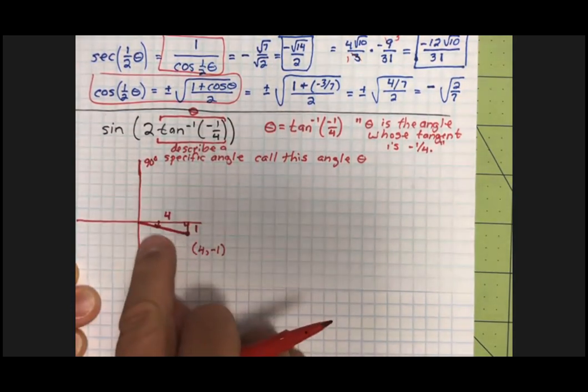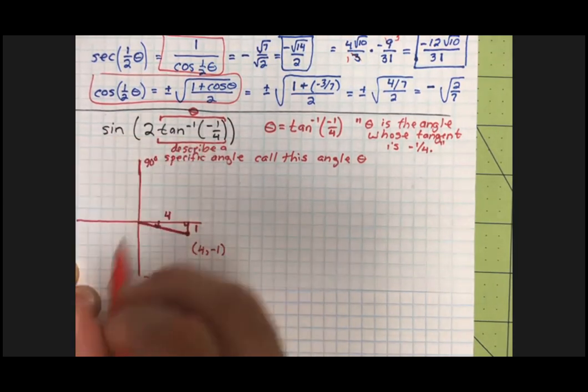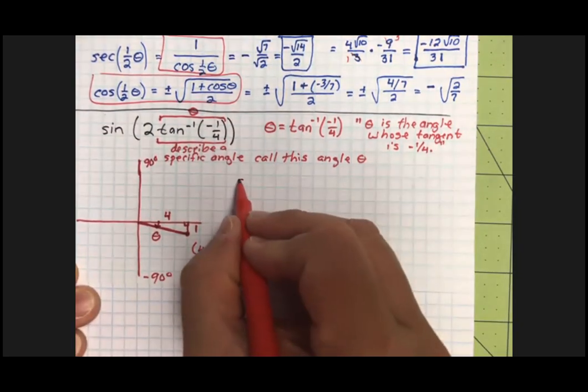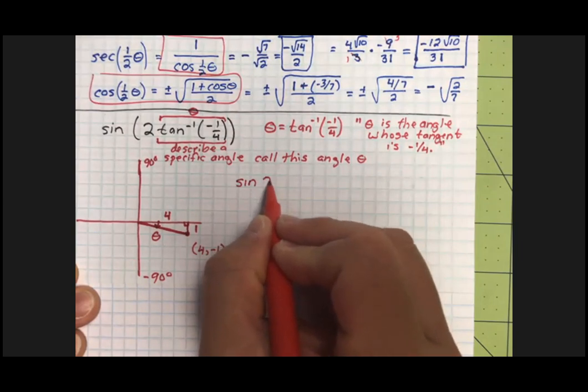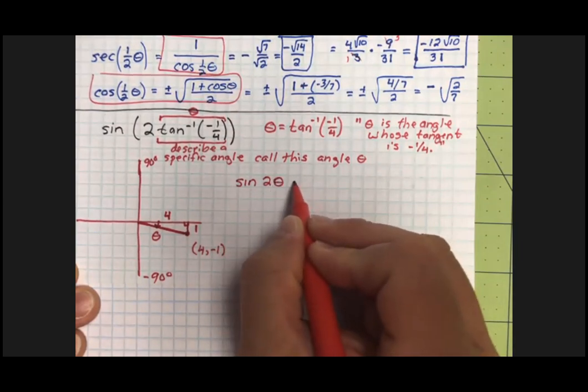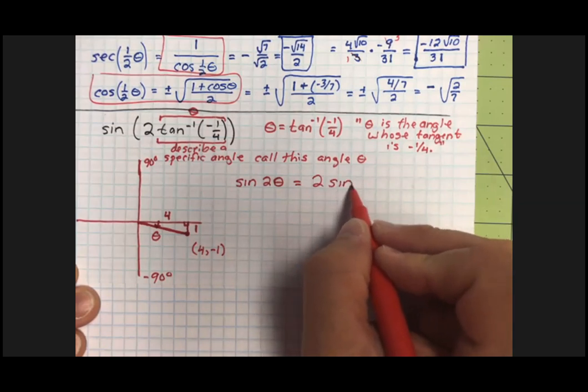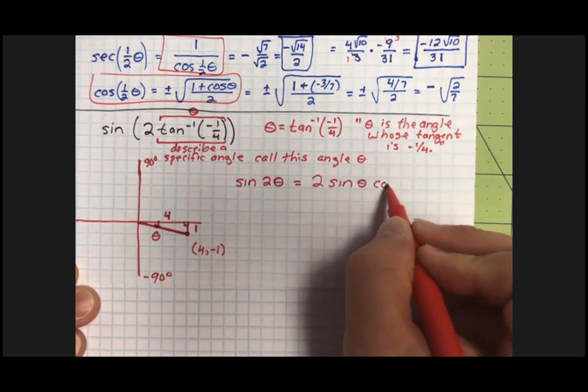But I don't have to name that angle to find the sine of 2 times that angle. So let's call this theta. Now I go for the sine of 2 theta. So the formula for that is 2 sine theta cos theta. I have to know that identity.